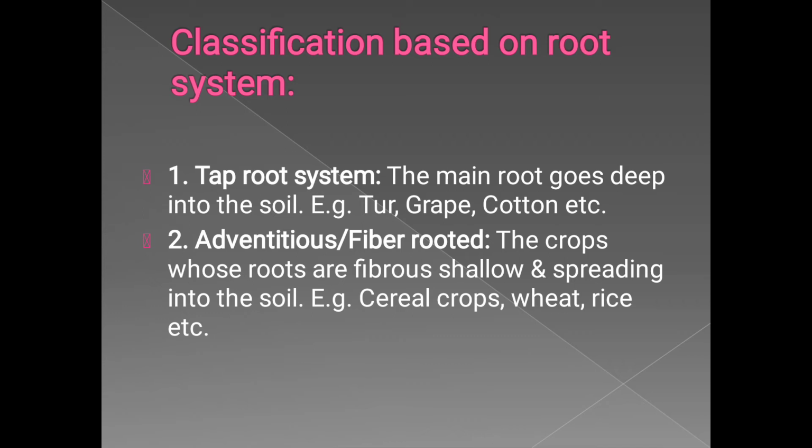The root system is classified into two types: taproot system or adventitious root system. In a taproot system, the main root goes deep into the soil, and examples are tur, grape and cotton. The second one is the adventitious or fibrous root. The crops whose roots are fibrous, shallow and spreading into the soil, and their examples are the cereal crops, wheat, rice.